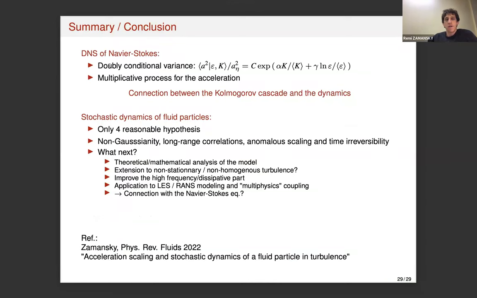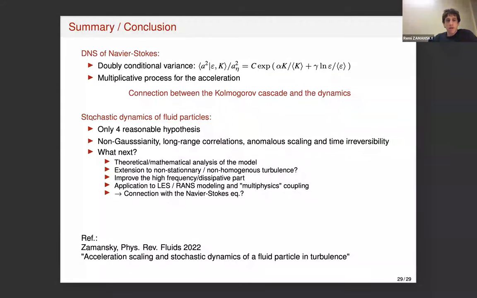Just to summarize, we use DNS of the Navier-Stokes equation to obtain the doubly conditional acceleration variance, and we observe exponential dependence with k. To my knowledge, it is new, and maybe it calls for deeper analysis and interpretation. But I will say that with that kind of representation, we can propose a multiplicative process for the acceleration, and that gives a connection between the Kolmogorov energy cascade, which is a static description of the fields, with the dynamic, because the acceleration is really the motion of the path, the motion of the fluid particles.